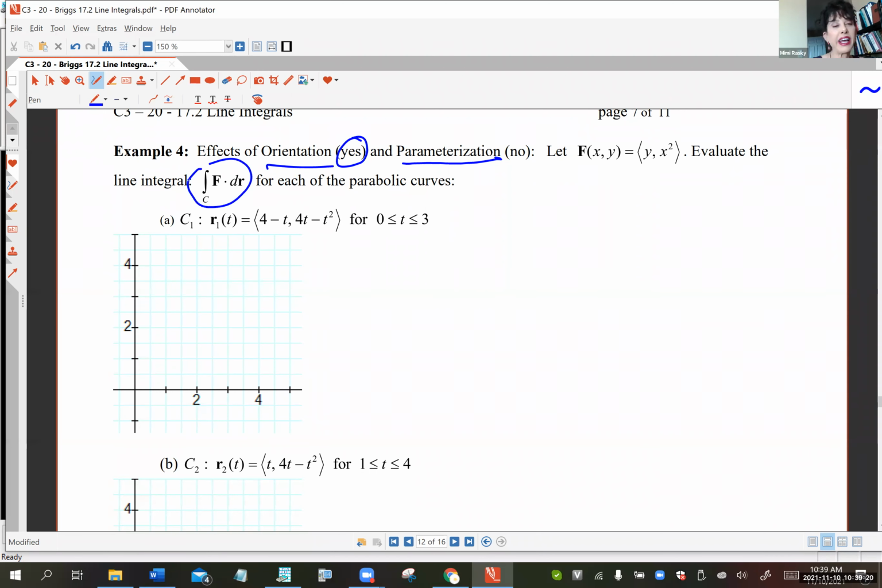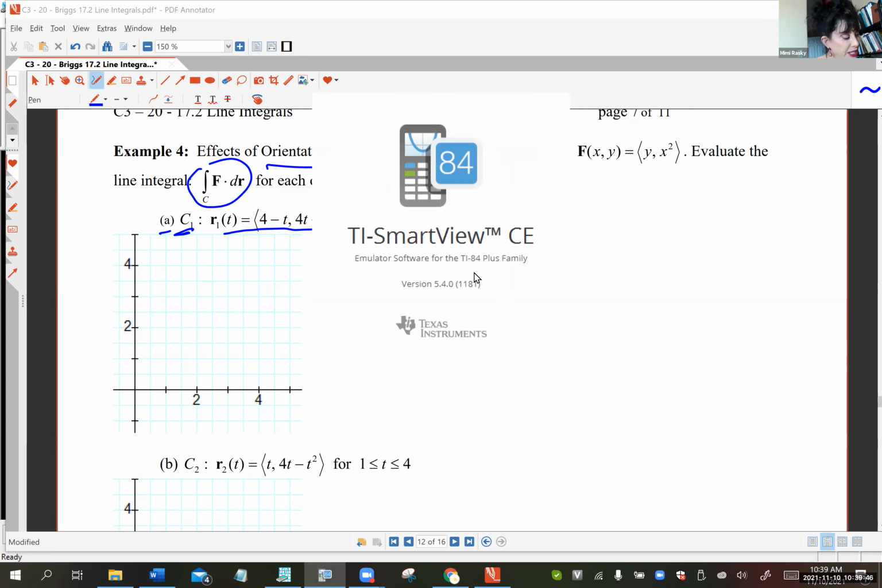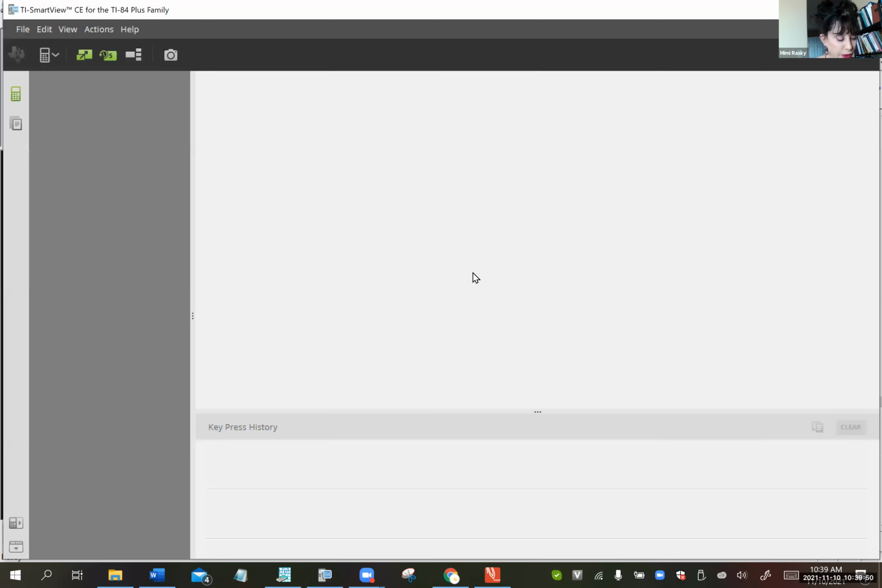We're going to evaluate the integral of F dot dr. That's the line integral with the dot product of the force field with the velocity vector along a couple of different curves. So the first curve for letter A, they're calling it C1, is given by this parameterization. And you can easily go to your calculator and draw these up. You just go into parametric mode and you make sure that your T minimum and T maximum are 0 and 3 respectively.